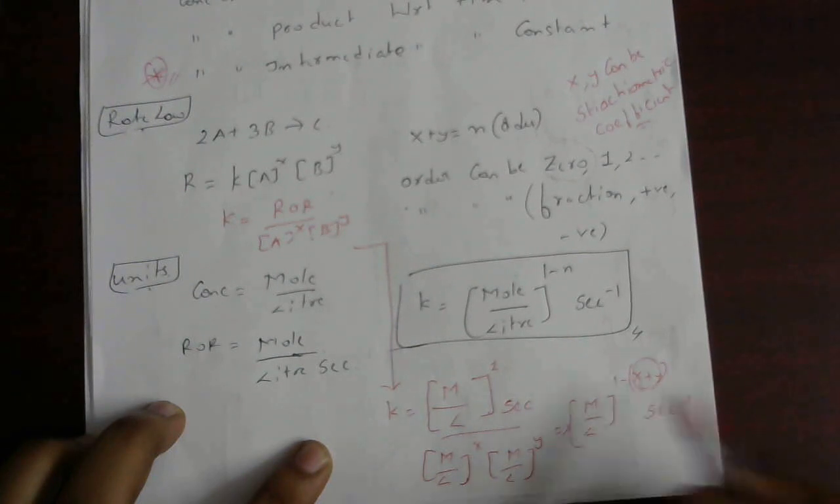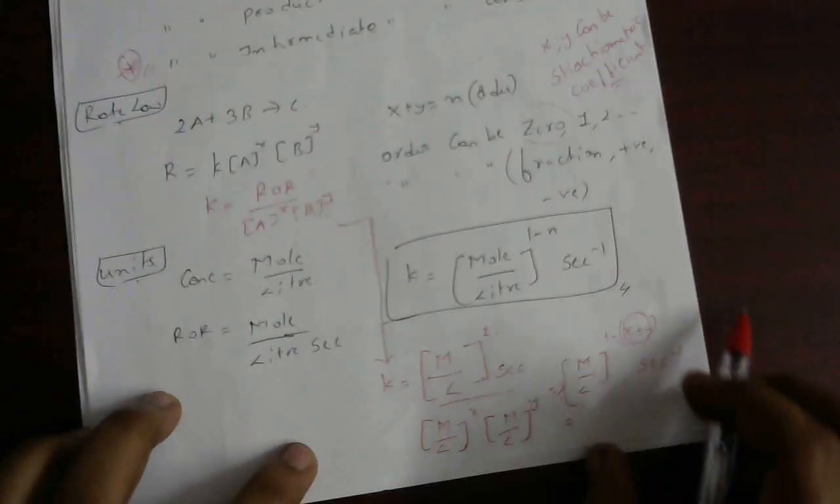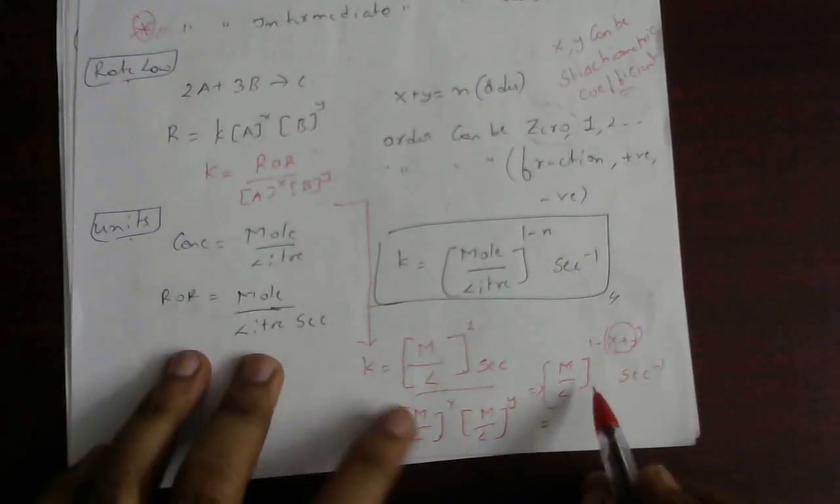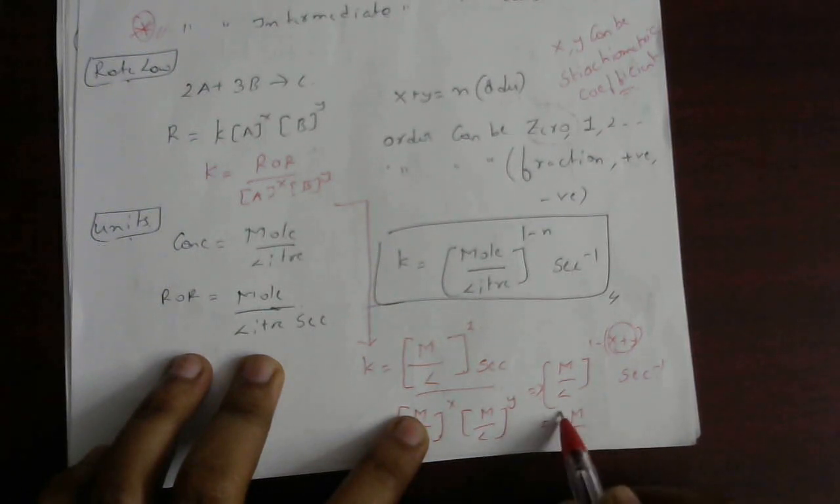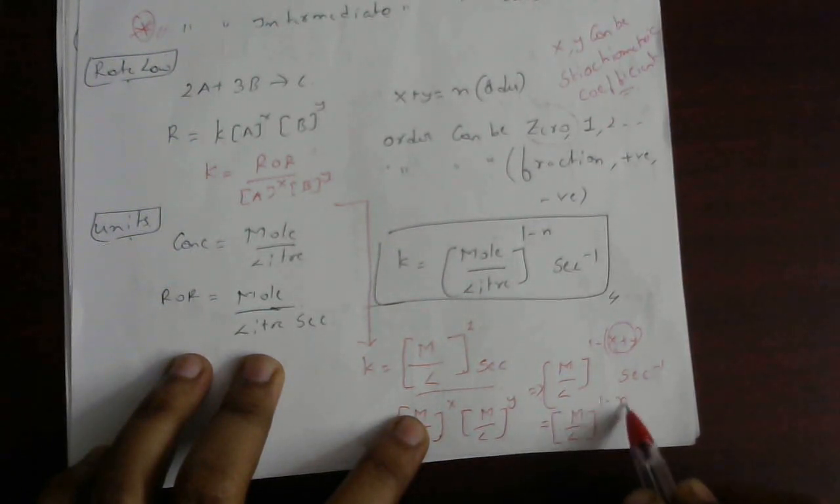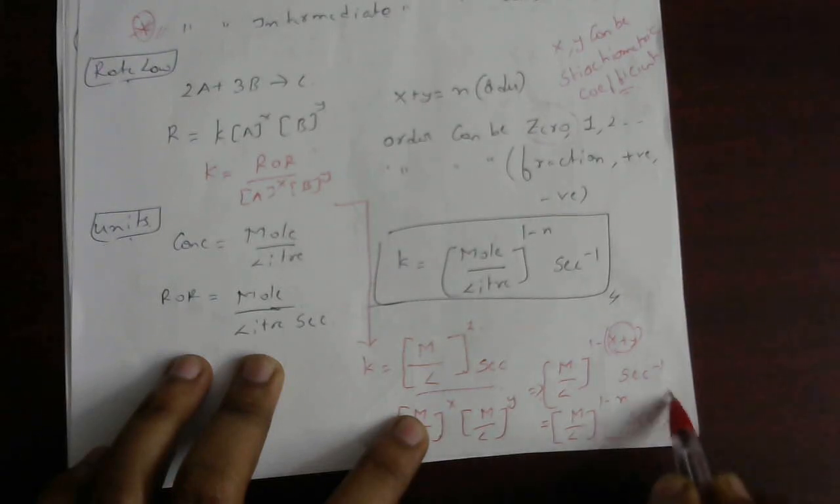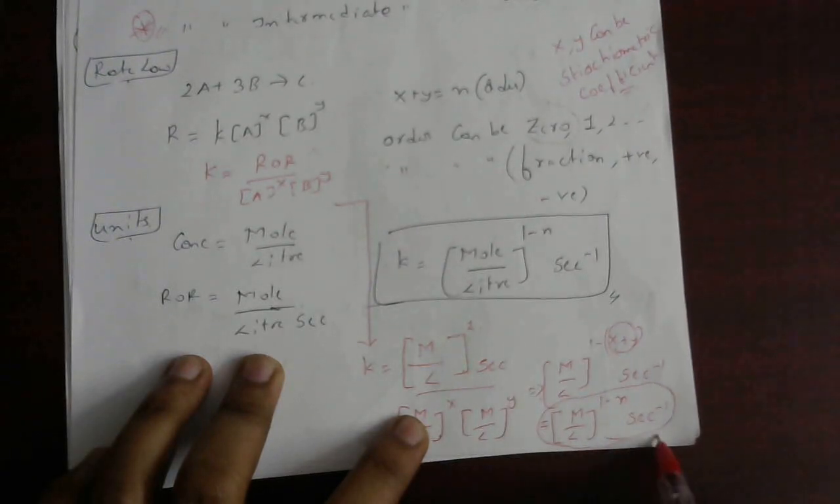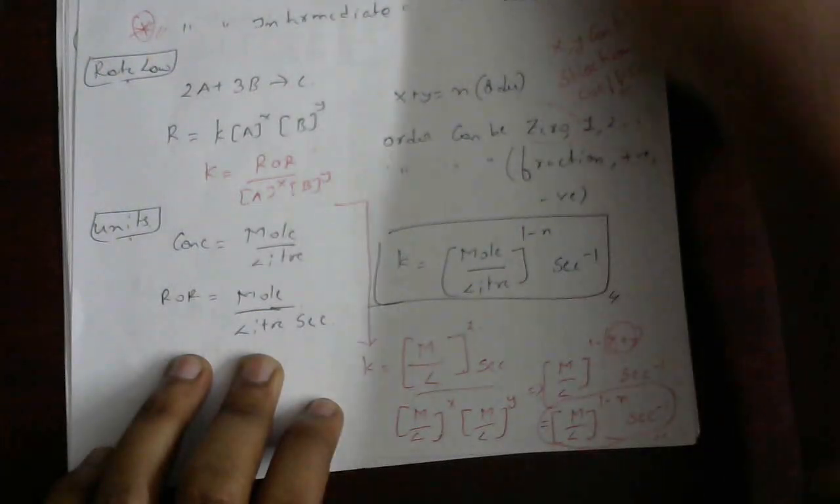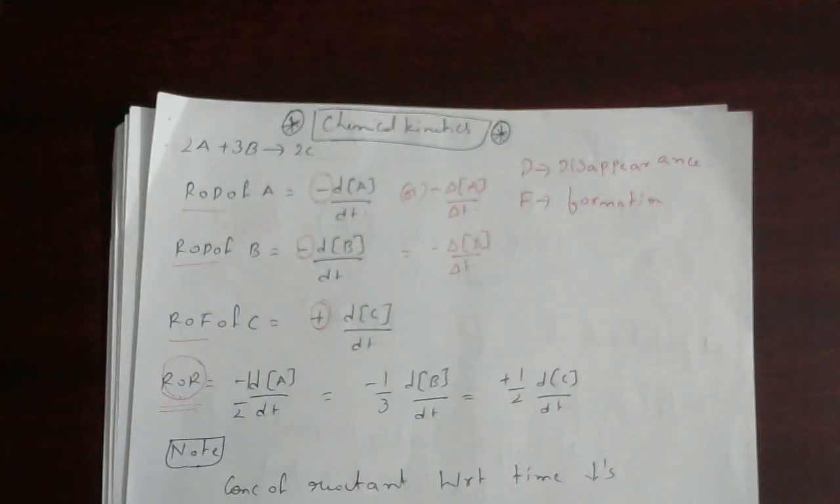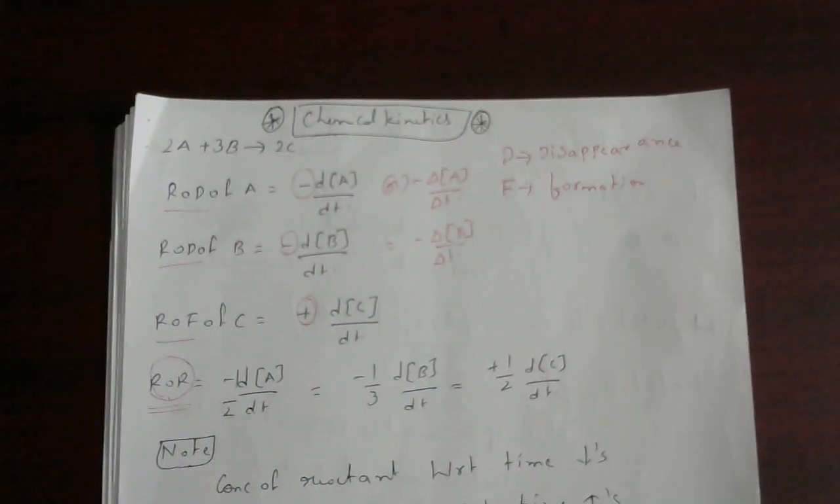This x plus y is nothing but what? We already know that x plus y is nothing but the order. So it is mole per liter to the power 1 minus n, second inverse. So guys, this is the unit of K, and it's very, very important. Hope you have understood this page. So I am going to the next page.